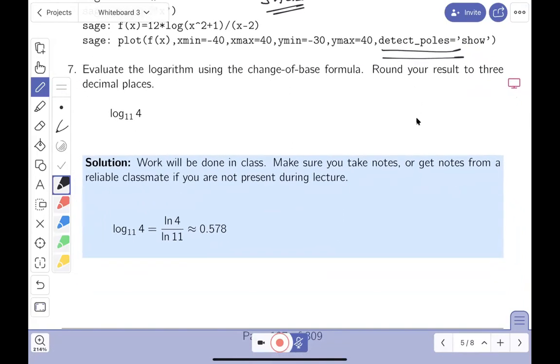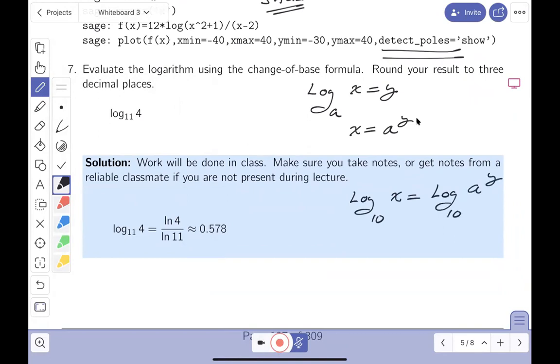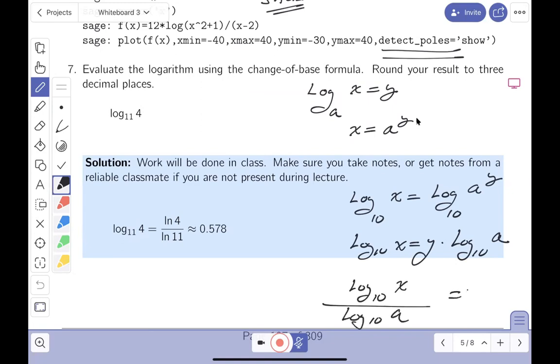It says evaluate the logarithm using the base change formula. Let me remind you what that is, and I'll go through it in stages with you. The base change formula starts with log base a of x equals y. What we do, we rewrite this as x equals a to the y. And we can write this in different bases. So for example, log base 10 of x would equal log base 10 of a to the y, all right? And I can write down log base 10 of x equals y times log base 10 of a, and I can solve for y. And what do you get? Log base 10 of x over log base 10 of a would equal y. And that's the base change formula.